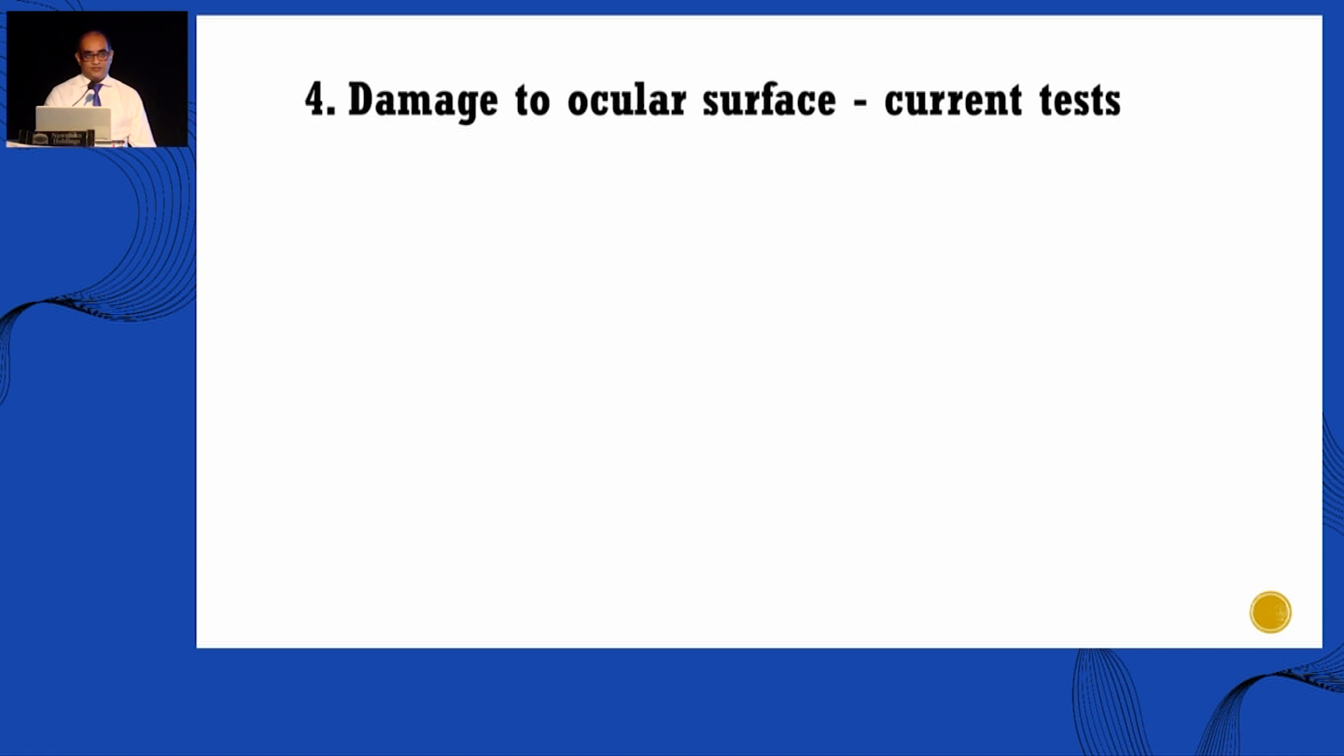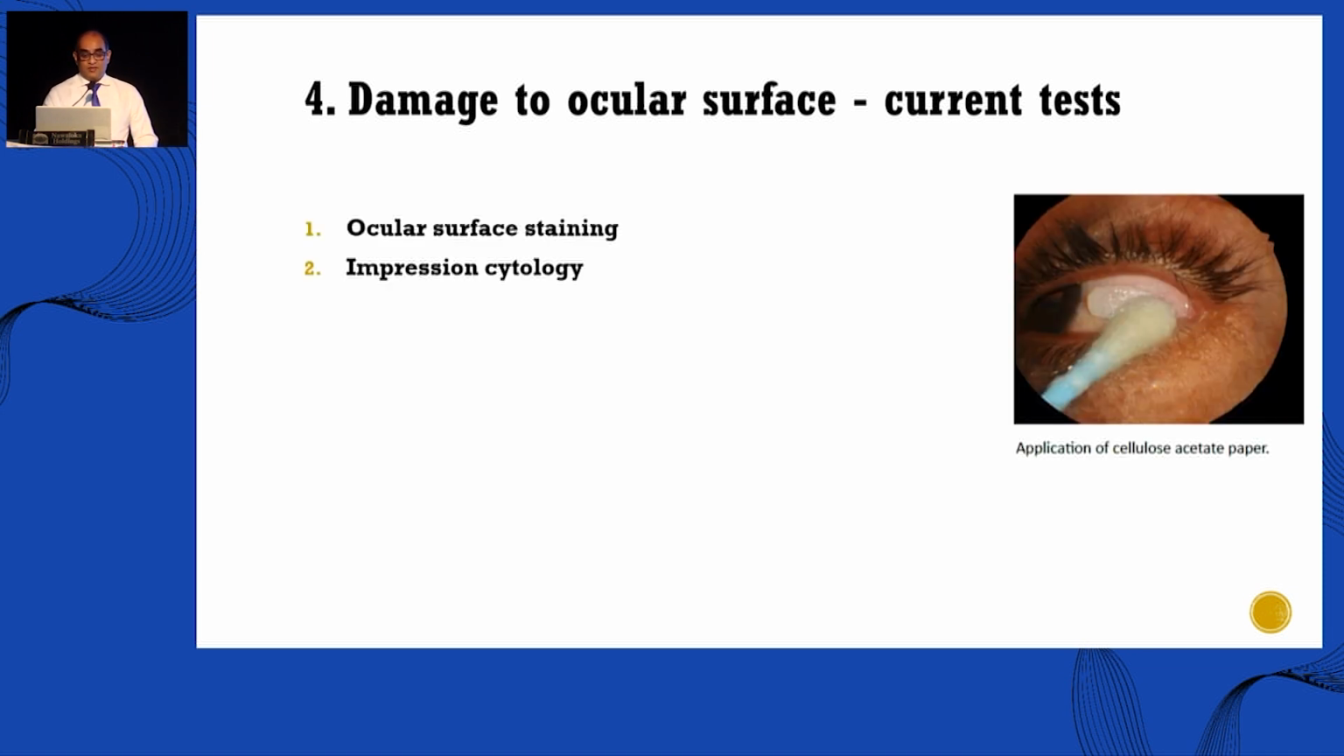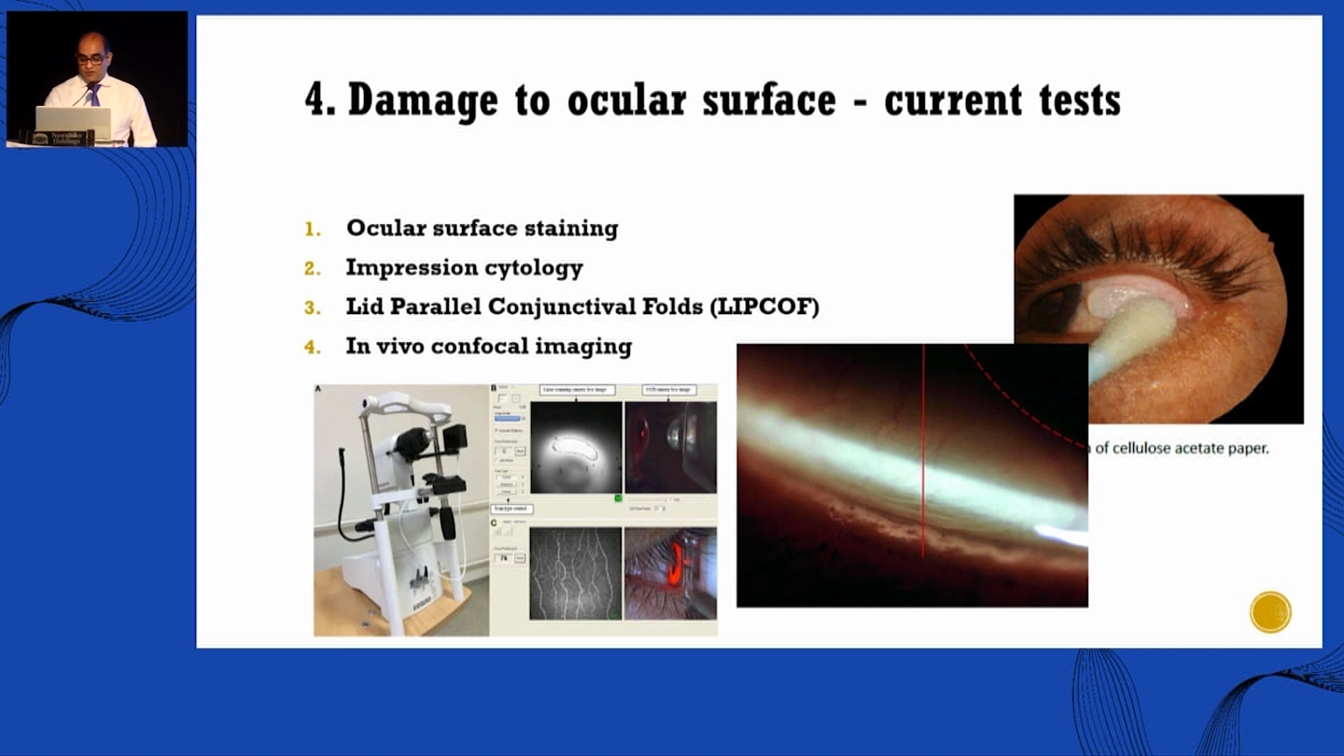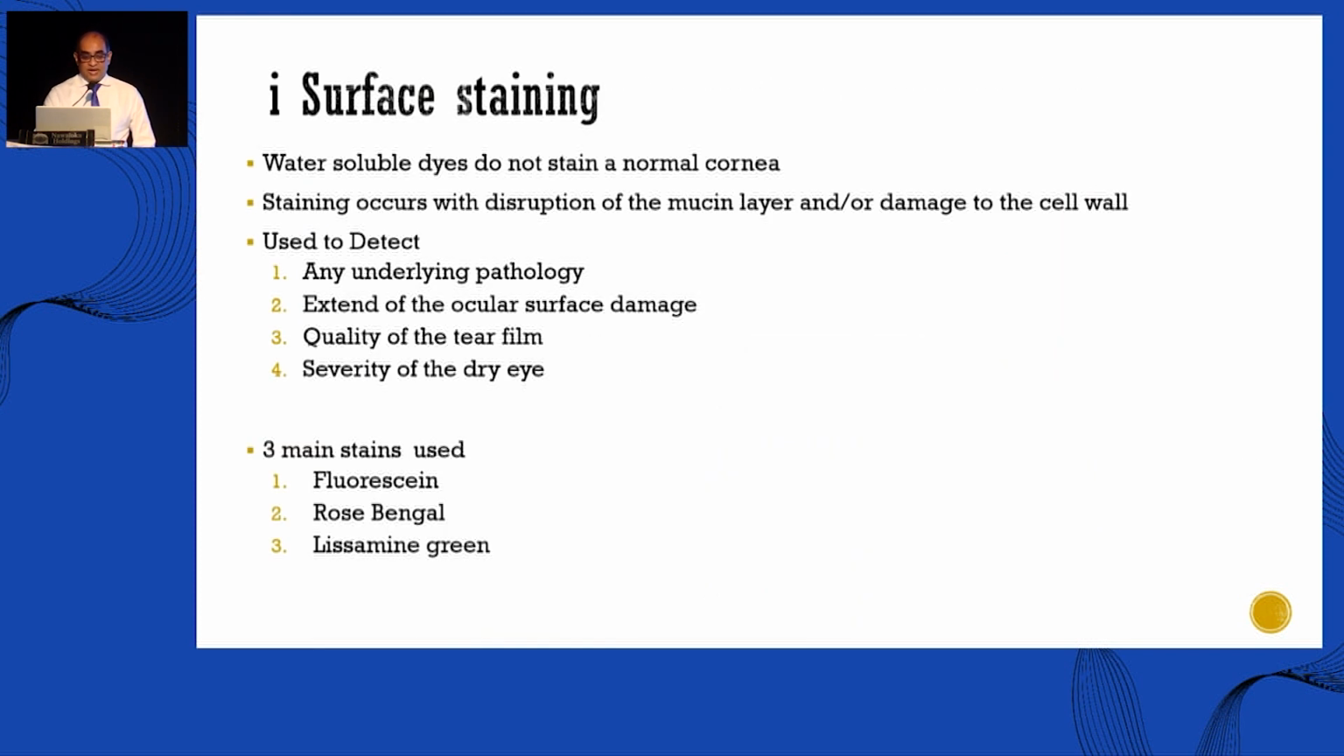That's what happens with dry eye, right? You use ocular surface staining, then we can use impression cytology. Lid parallel conjunctival folds can also be assessed as an ocular surface damage method. And in vivo confocal imaging also helps to find out the damage. Surface staining uses water-soluble dyes to detect the underlying pathology and the extent of the disease as well.